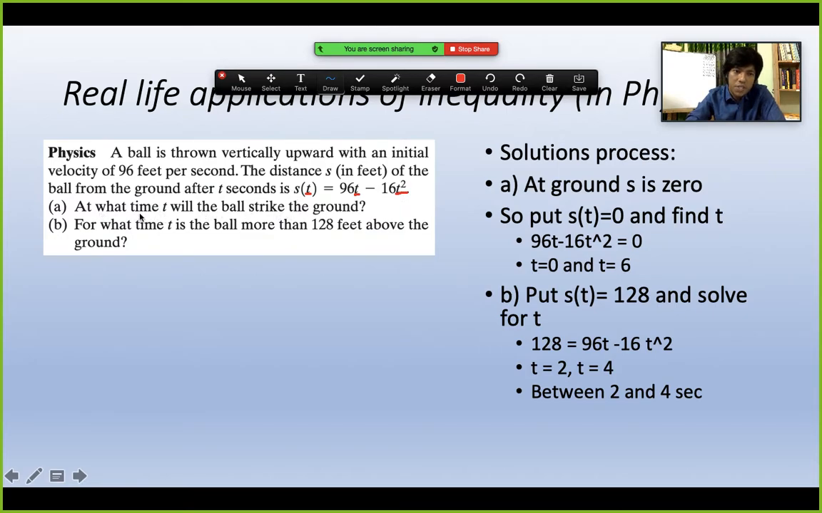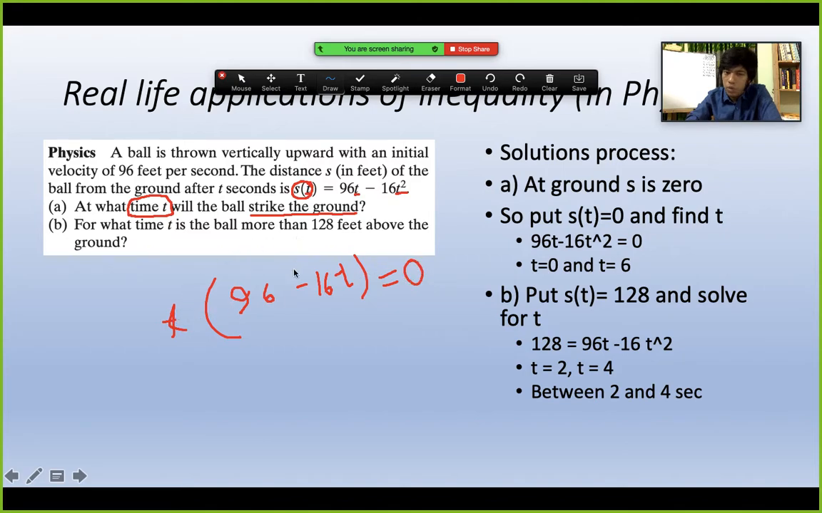The first question is, at what time, that means find the value of t, the ball strikes the ground. Strikes the ground means our height is zero. In this case, the distance above the ground is zero. So we have to consider that this equals zero first of all, because we have to find the t value. If we write s of t equals zero, that means this equals zero. And from here you will get t equals 0 and t equals 6. How do we get that? If we take t common from here, it will be t times 96 minus 16t equals 0.